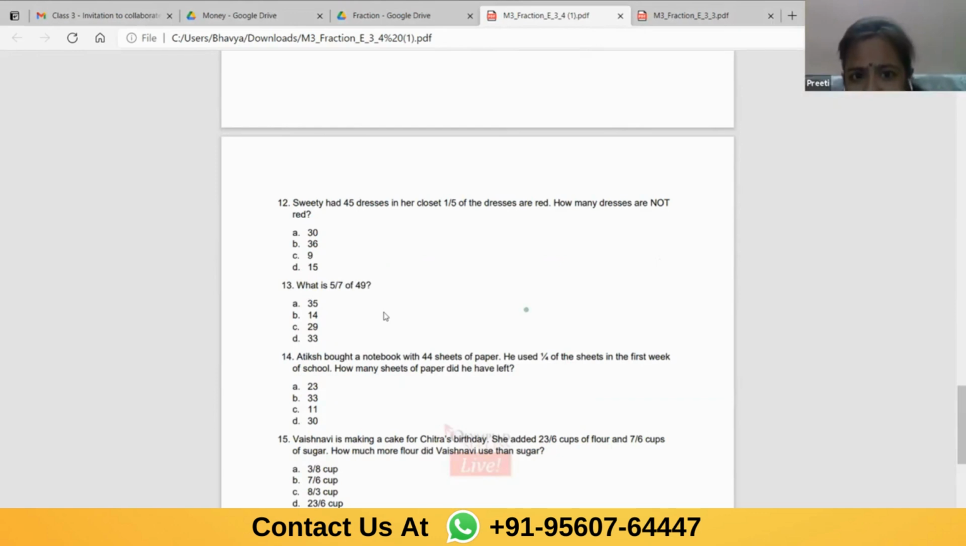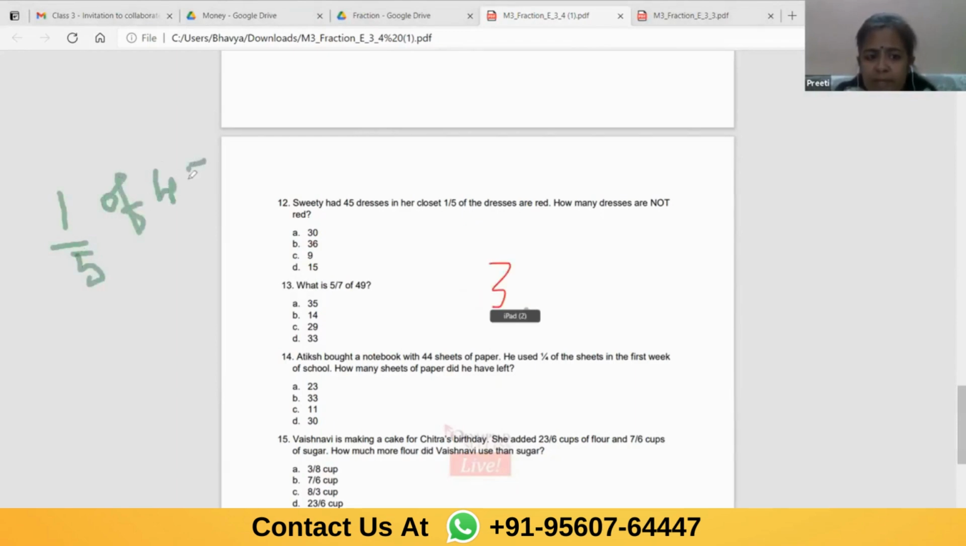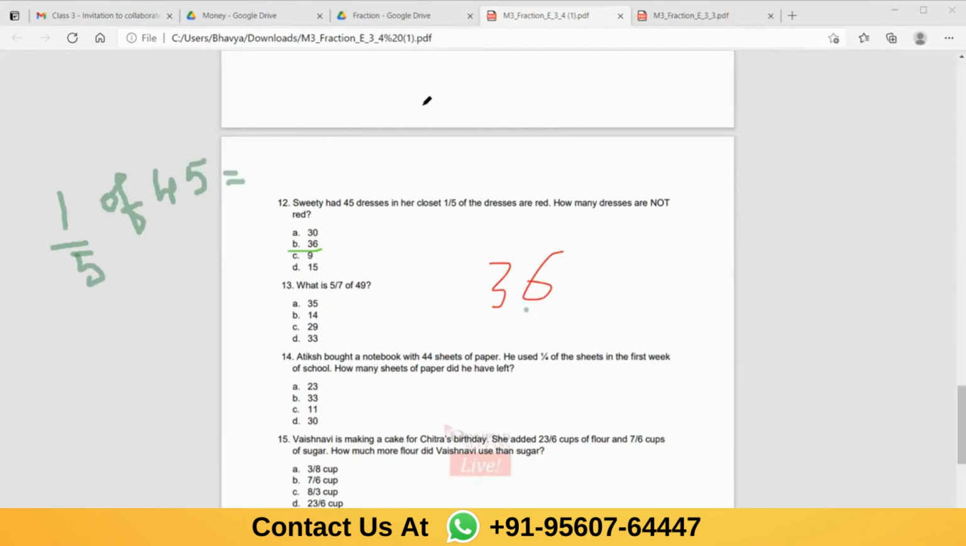Sweetie had 45 dresses in her closet. 1 by 5 of the dresses are red. So how many dresses are not red? First tell me how many dresses are red. 1 by 5 of 45 are red. So find out 1 by 5 of 45. What will you get? 1 by 5 of 45 is what?